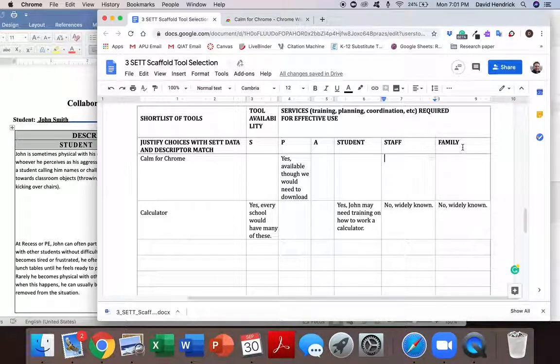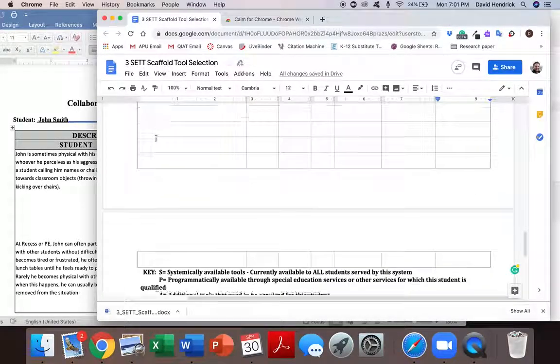Same thing with family. Does the family need any training on this? So that would be no as well. But something like a smart board, yes, the family is probably going to need training on how to use a smart board. Same thing with several staff members. So that's how that goes. We do that for every single tool.